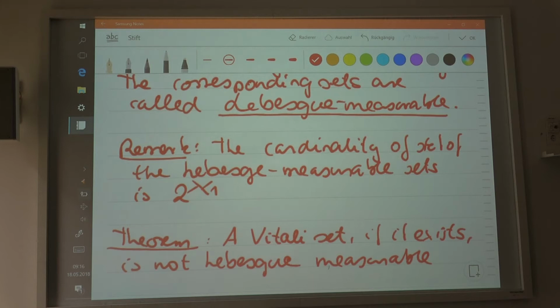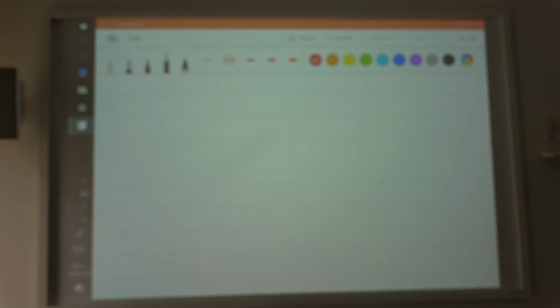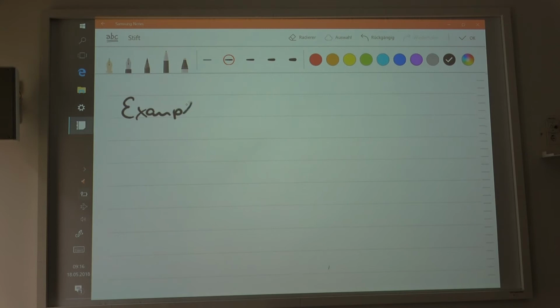So what is a Vitali set? This is what I would like to talk about now. I use it as an example. Suppose that we define a relation R. Let R denote a relation on the set of real numbers.